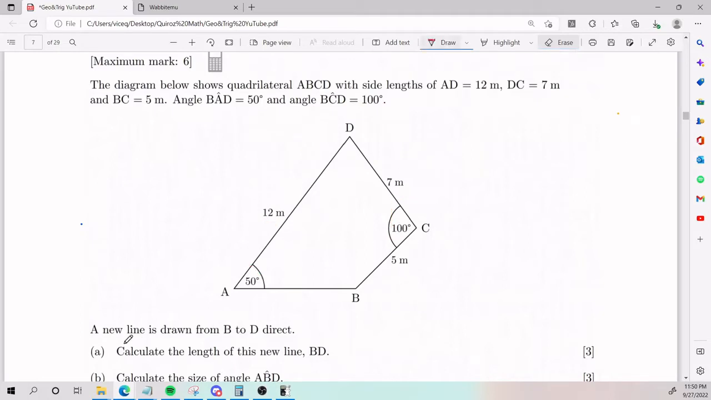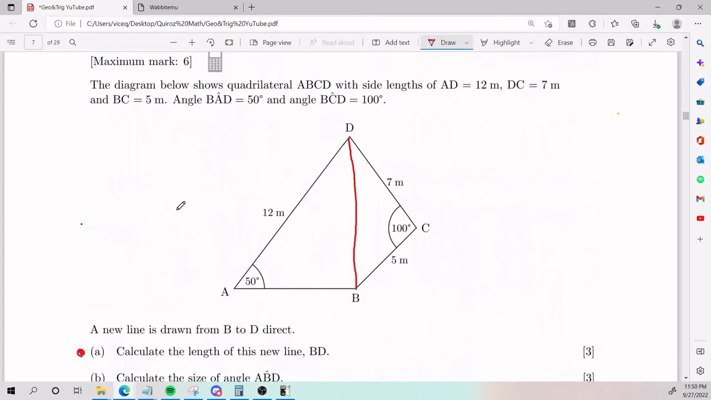Later on, they tell us that a new line is drawn from B to D directly. So that would be something like this, right? What does that do? Well, clearly, it makes one triangle here and another one here. So now we have two triangles now that I drew that line. For part A, we need to calculate the length of this new line BD.